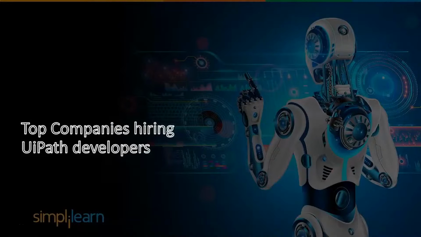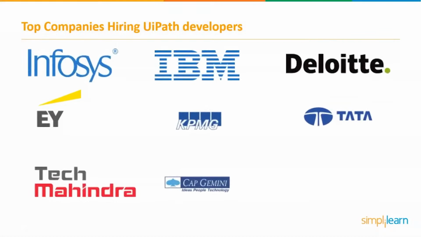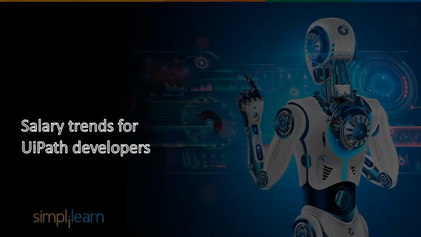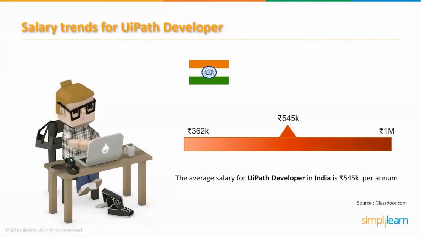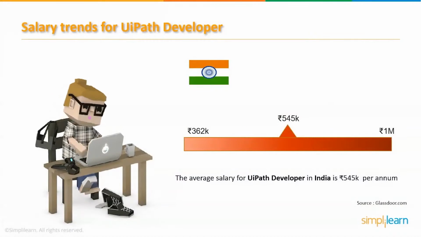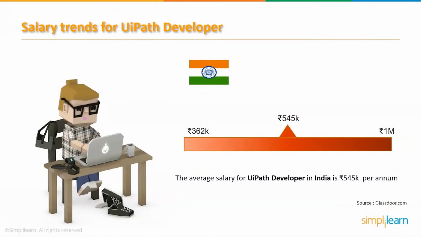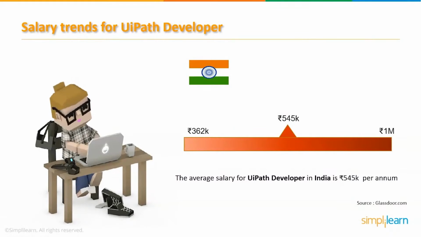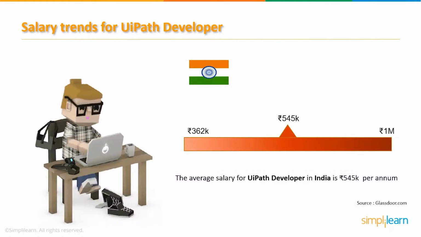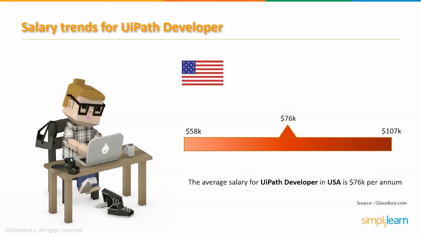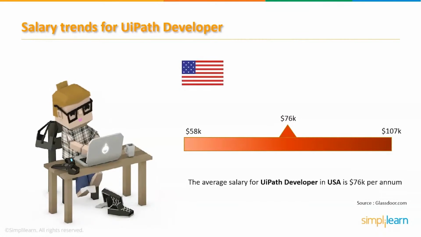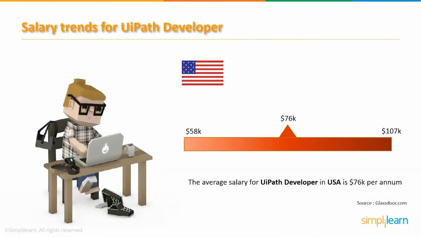Let's look at the top companies hiring UiPath developers. Infosys, IBM, Deloitte, EY, KPMG, Tata, Tech Mahindra, and Capgemini. Let's look at the salary trends for UiPath developers. The average pay scale for a UiPath developer in India is 5,45,000 rupees. UiPath developers' salary ranges from 362,000 rupees to 1 million. In the USA, the UiPath developer salary ranges from $58,000 to $107,000, and the average salary is $76,000.